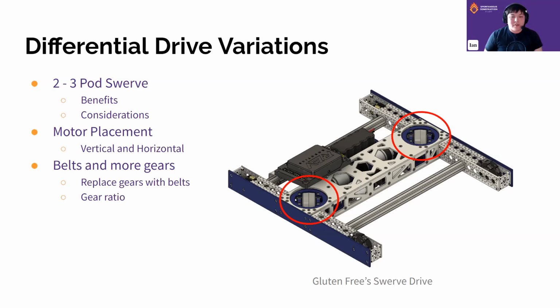An example of a drivetrain not like ours is Gluten-Free swerve drive, because they only use 2 pods and they have their motors horizontal instead of vertical like ours.